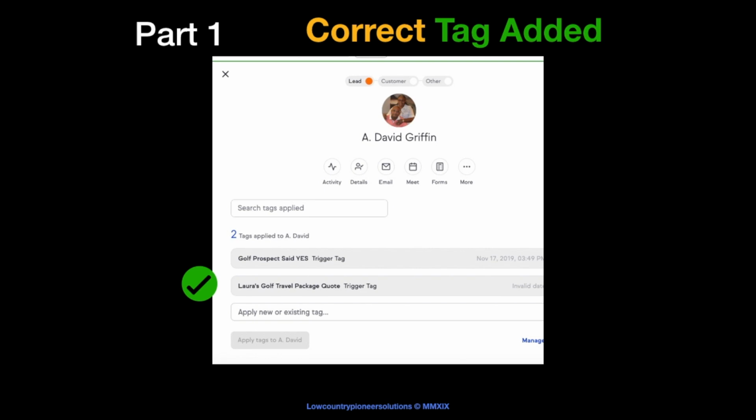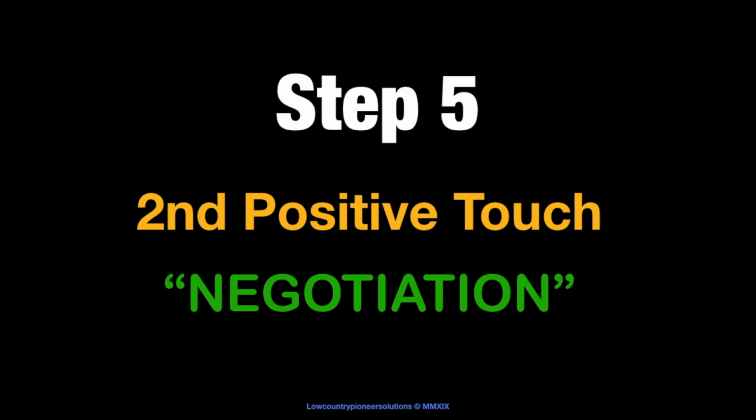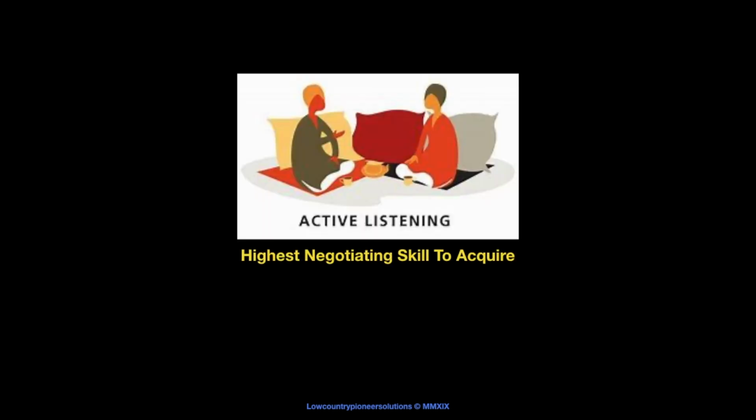Once Laura gets me on the phone, she's going to do step 5, which is now the second positive touch, which is the true negotiation. Here is where she picks up the phone and we have a conversation regarding my problems. What am I looking for in making a reservation? She's going to be asking probing questions. She's going to try to identify what is the cause of my call. Why am I calling them? Have I tried to make reservations with other businesses? She's going to do some active listening, which is the highest negotiating skill to acquire.